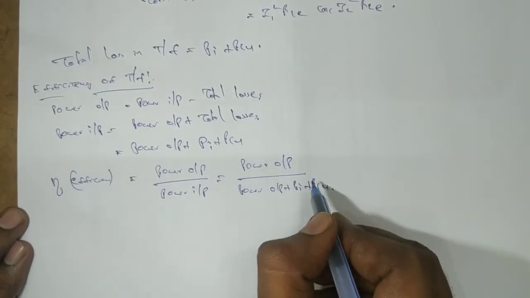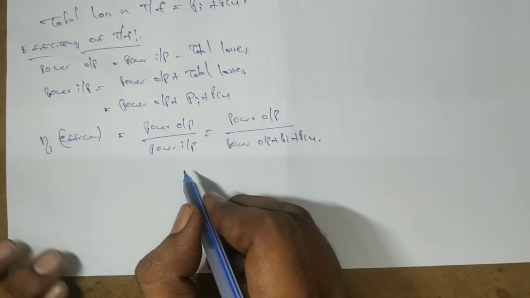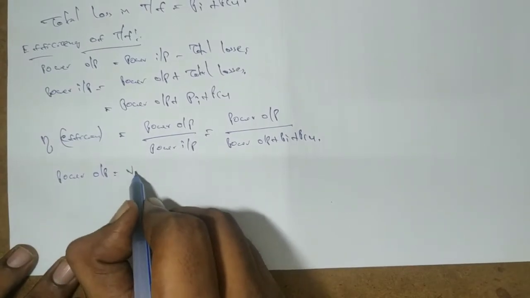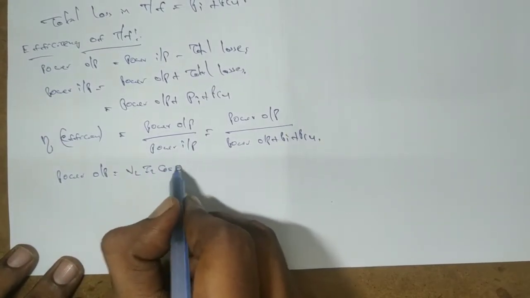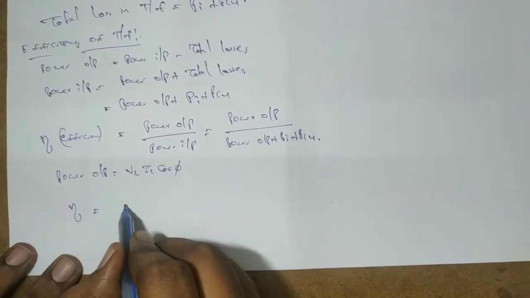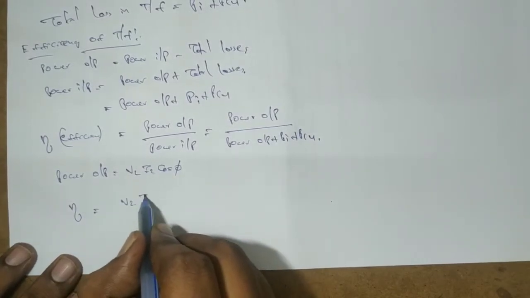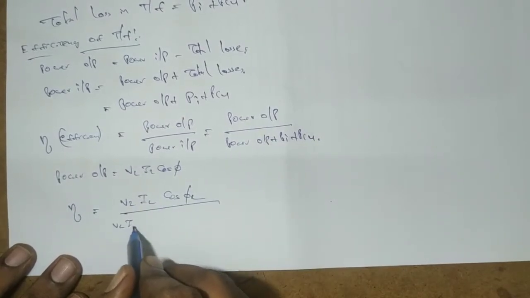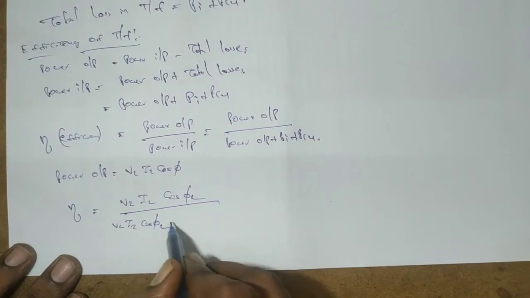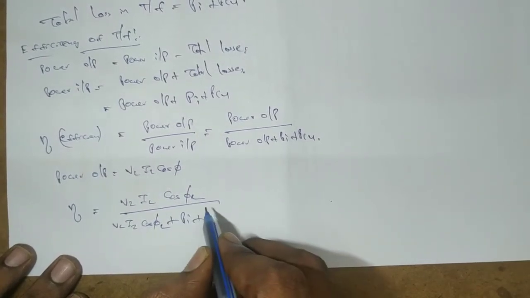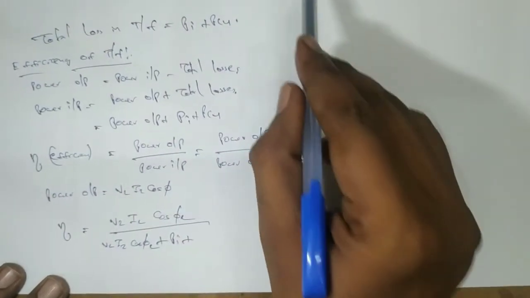And we know that the power output is nothing but V2 I2 cos phi, that is, VA rating into cos phi, the power output of a given transformer. Now substitute these values in the efficiency. We will get V2 I2 cos phi divided by V2 I2 cos phi 2 plus Pi plus I2 square R2E. This is the efficiency of a transformer.